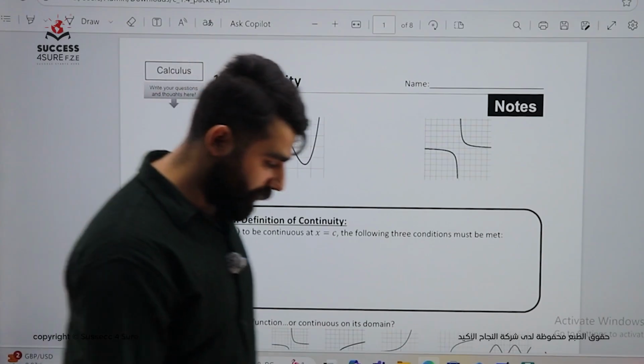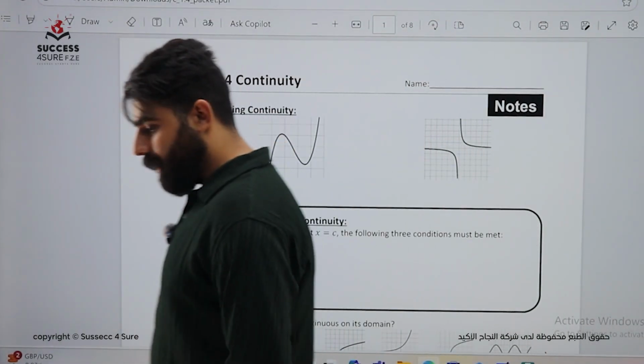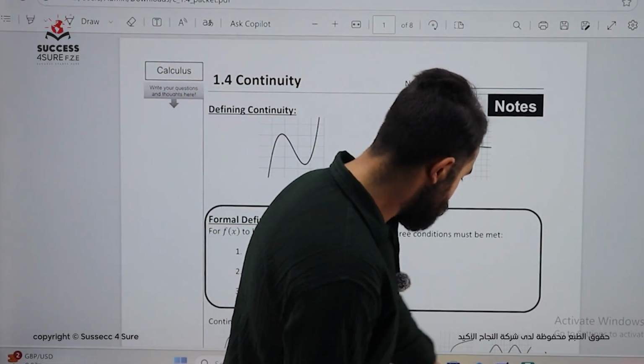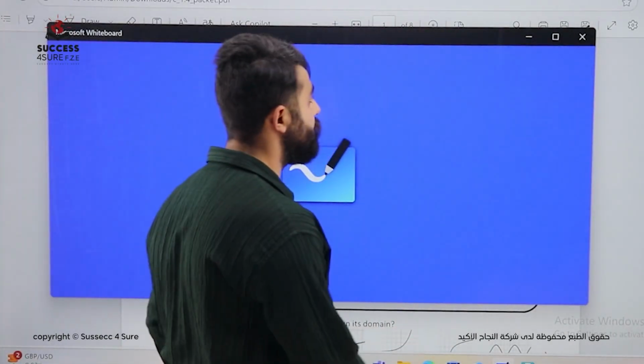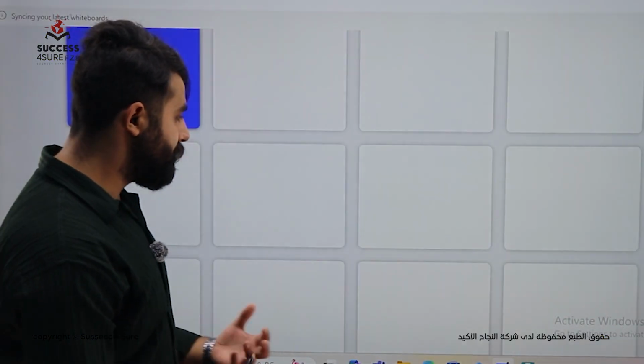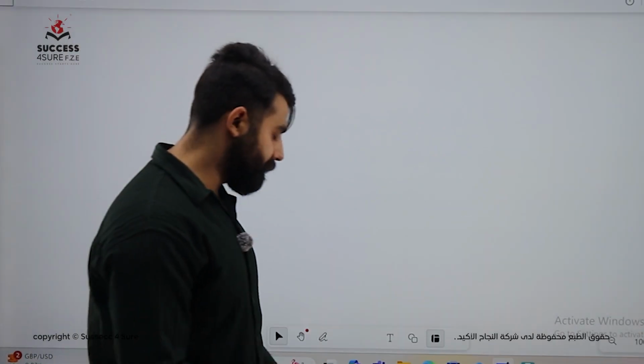Hi everyone, today I'm here just to talk about continuity. Now, to talk about continuity of function, we're talking about if the function is continuous or the function is not continuous. And from the word, continuity is related to the behavior of the function itself.